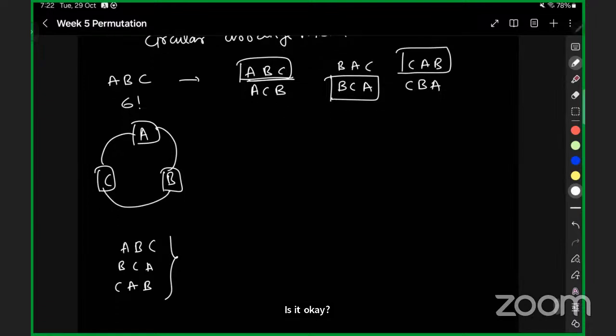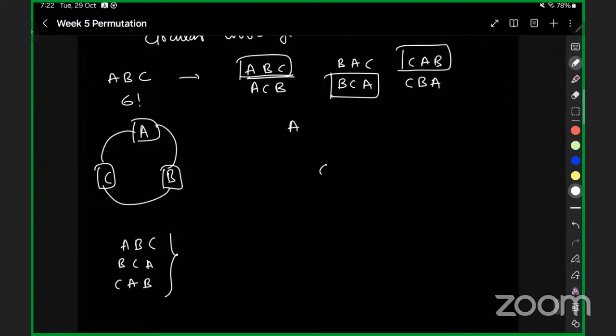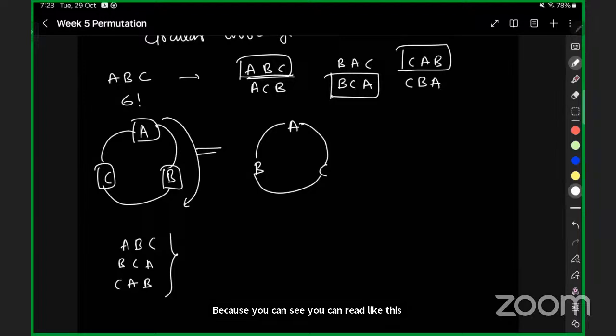Okay, so what is another possible way of this? What if I write in clockwise direction, A C B? Is it different from ABC? Are they different or same? They are different. Because you can see, you can read like this. What you'll get? I'm reading in clockwise only. Sir, can't we take anti-clockwise?